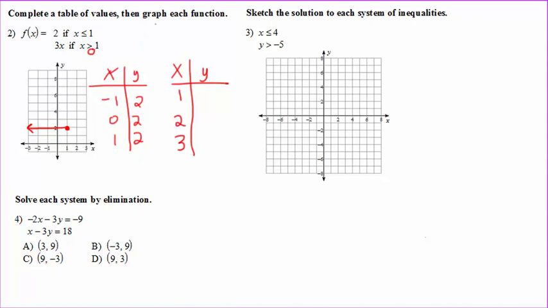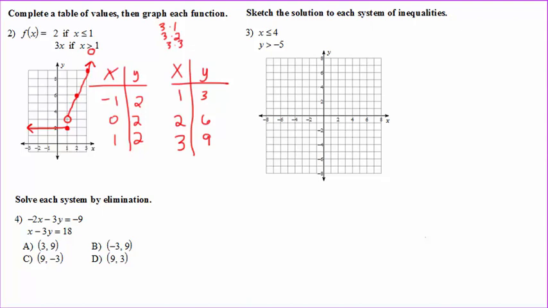So to do that, we do 3 times 1, and we get 3. We do 3 times 2, and get 6. 3 times 3, and get 9. And so remember that 1 comma 3 is an open dot because we're not equal to. And then we keep going: 2, 6, 3, 9. And then we draw that line going up and to the right. So that's that question.